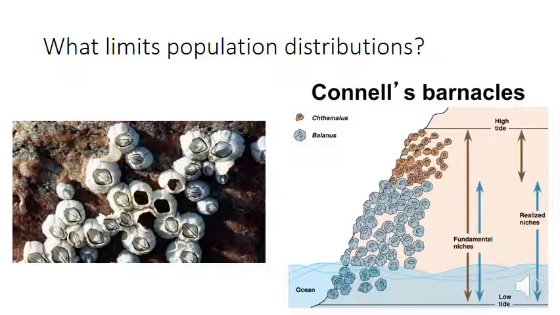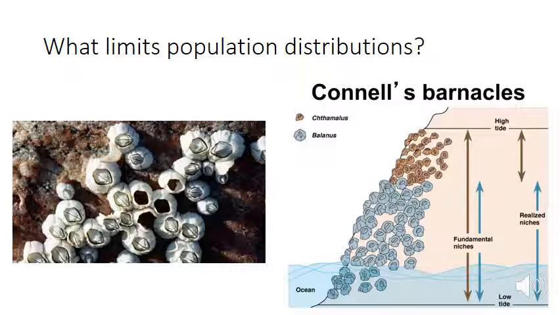Another element of that figure that you can see is the difference between fundamental niche and realised niche. So the fundamental niche of the brown barnacles is that whole stretch of beach. They could happily survive in any portion of the habitat, but they only happen to survive in that top portion of the habitat because they're restricted by competition with the grey barnacles.